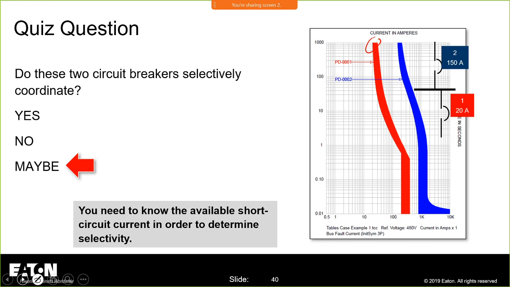This portion up here is what we call the long time pickup, and that's on a molded case circuit breaker. That's the handle rating. Sometimes on an electronic trip unit that'll be adjustable, but that data point there is what protects your conductor. That's what we size. When we size our conductor for the load, we will pick an overcurrent device. That'll be the handle rating or the long time pickup setting.